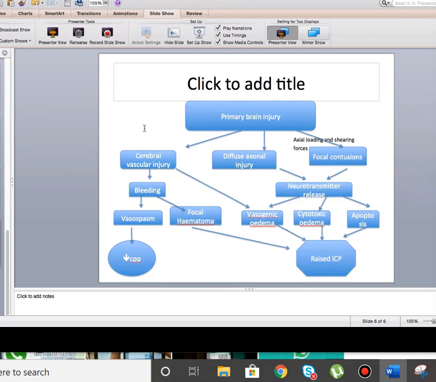And how can you remember the different patterns you can see in the CT if you get an EDH, SDH, intracerebral bleed or subarachnoid hemorrhage? In EDH, you get a convex pattern, isn't it? Lens-like, yes.